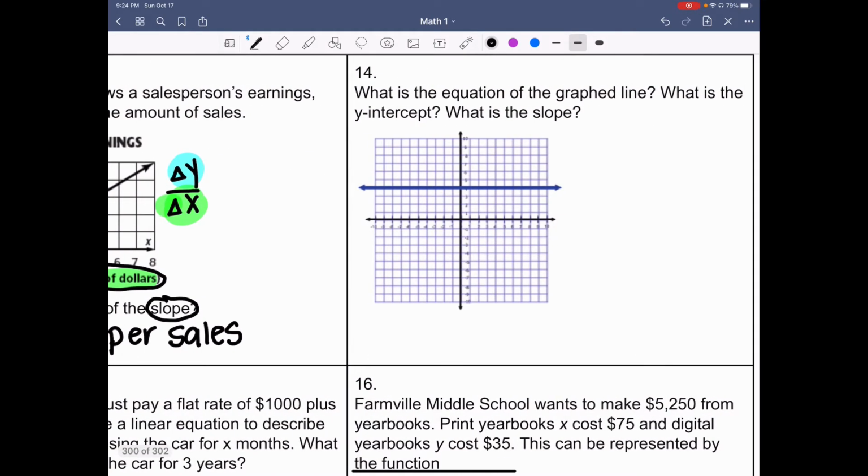Number 14, what is the equation of the graph line? So what is the y-intercept and what is the slope? So this is the horizontal line, which is going to be HOI. All right, so with HOI, we always know we have a y equals equation, and it's crossing the y-axis at 4. My slope is the middle value of the acronym, so that's going to be 0 slope. And then my y-intercept is where it crosses the y-axis, and that also crosses at 4.